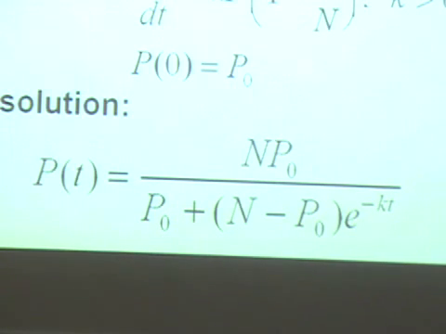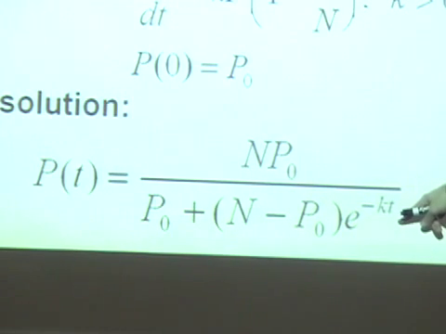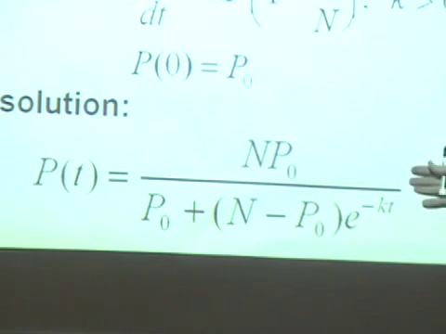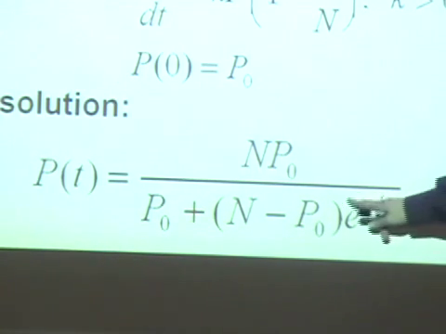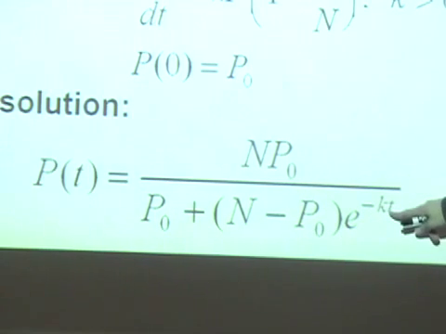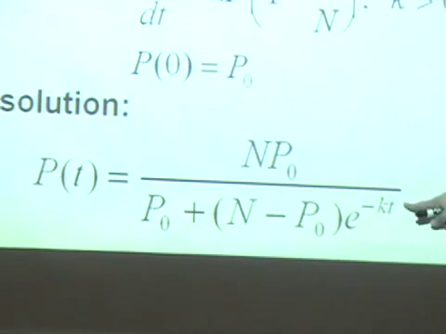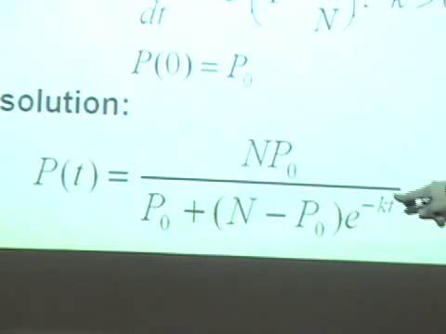It also satisfies the condition that as t goes to infinity, if p0 is positive, this is going to approach n. Why? As t goes to infinity, e to the negative kt goes towards 0. This term here gets very, very small, meaning this whole thing goes towards 0.